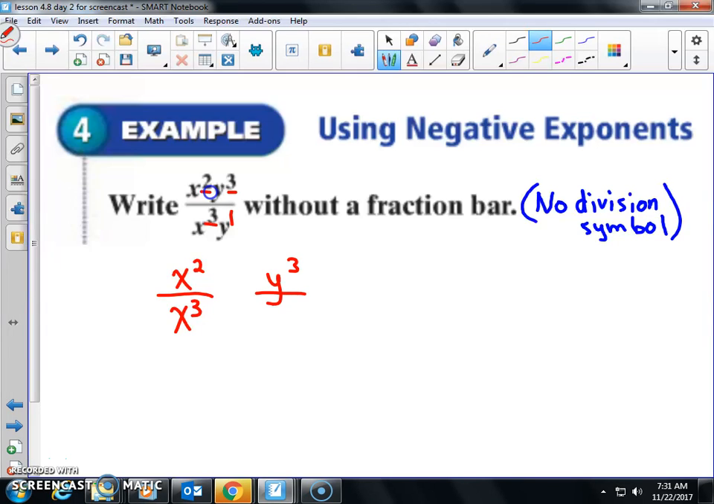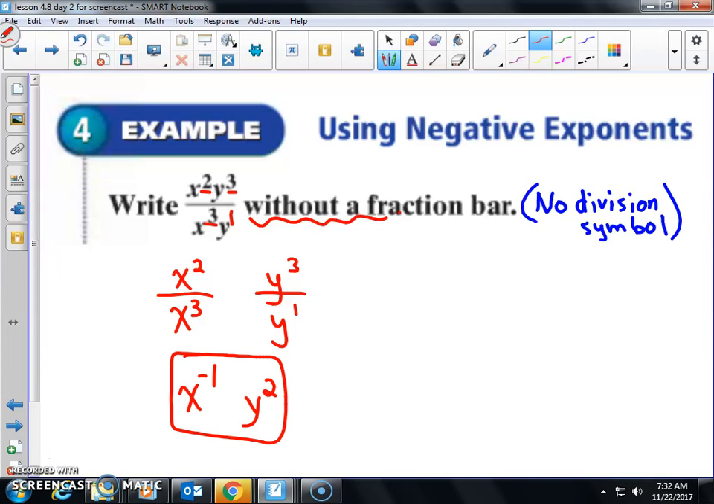A problem with x's and a problem with y's. The first part, x to the second over x to the third. Keep the base. Subtract the exponents. 2 minus 3 is negative 1. Now the directions say without a fraction bar, no division symbol. So x to the negative 1 has no fraction bar, no division symbol. This part is done. Now I jump to the y's. The bases are the same. I keep y. 3 minus 1 is 2. Directions said without a fraction bar. This does not have a fraction bar. I'm done. That's my answer. X to the negative first power times y to the second power, which we know can be written just by sliding those things next to each other also. Both ways are acceptable.